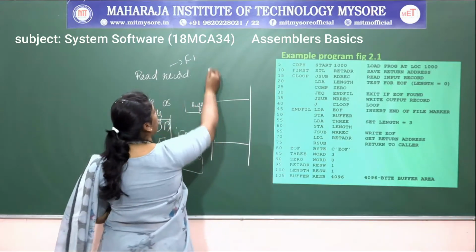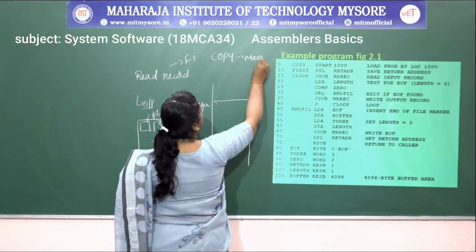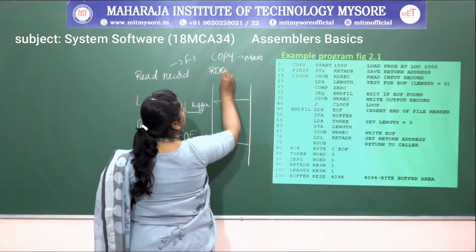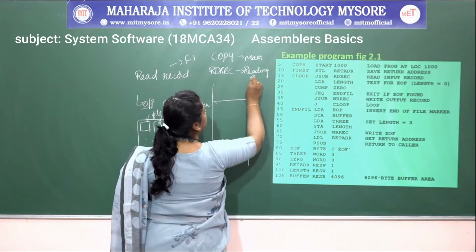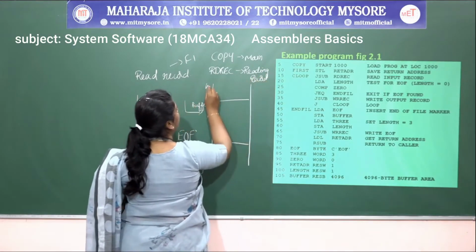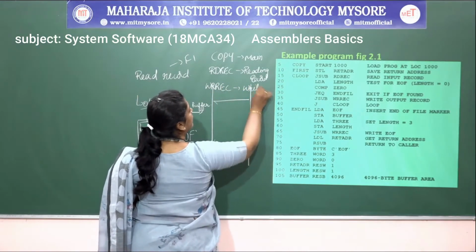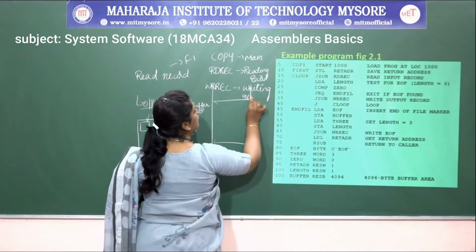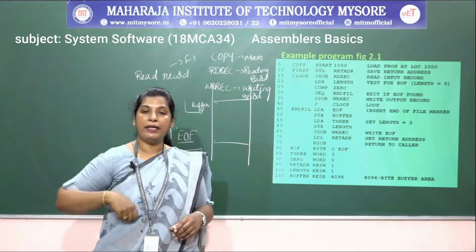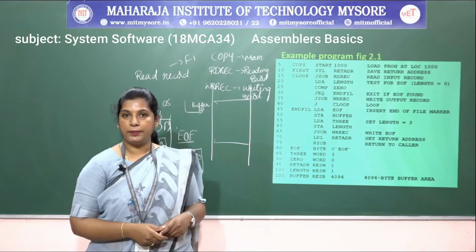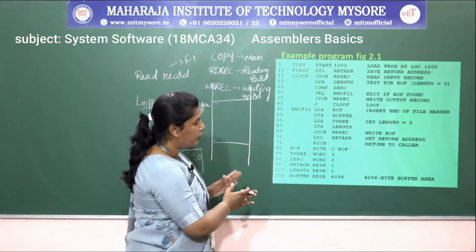So here there are three routines. Copy is the main routine, read rec is for reading a record, and write rec is for writing a record. That is the main routine, copy, and two subroutines, read rec and write rec. Now I am going to explain this program.